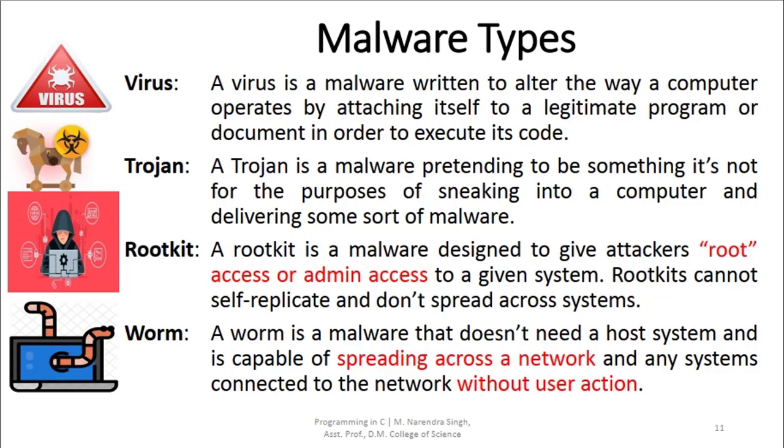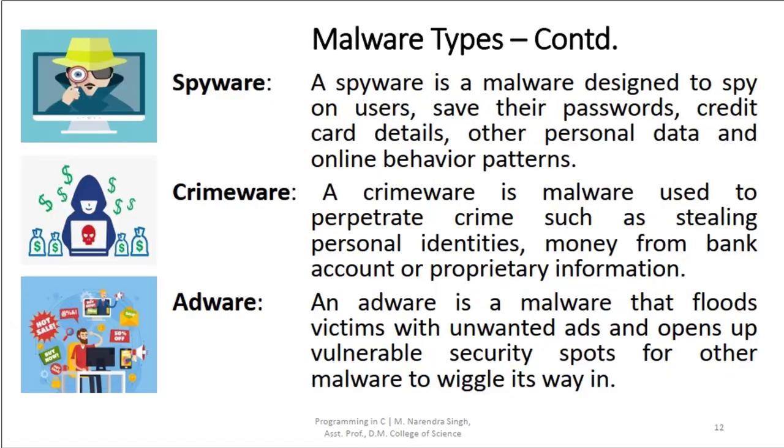Okay, so the next kind is worms. Worms is a kind of malware that spreads across a network. The network may be a local area network or a wide area network or World Wide Web, that is, what we usually call internet. They don't require any host system. Without any user action, they can spread through the network. Next type of software is spyware.